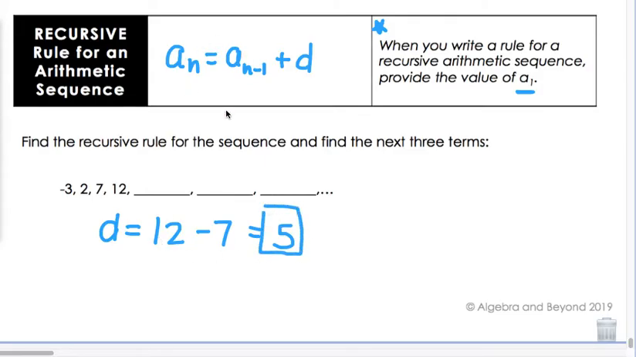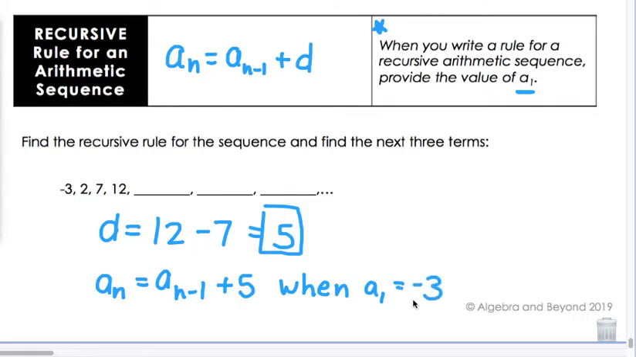All right, and now I can write my recursive rule. a sub n equals a sub n minus 1 plus 5 when a sub 1 equals negative 3. Okay, and what that means is you can see I'm adding 5 to each number. So to find the next number, I take 12 plus 5, which gives me 17. I add 5 to the 17 to give me 22, and then I add 5 again to get 27.